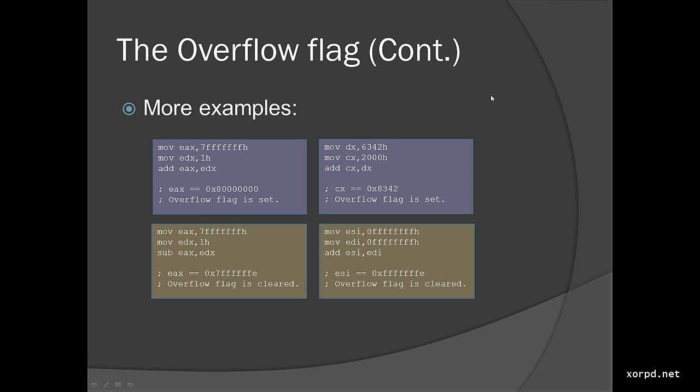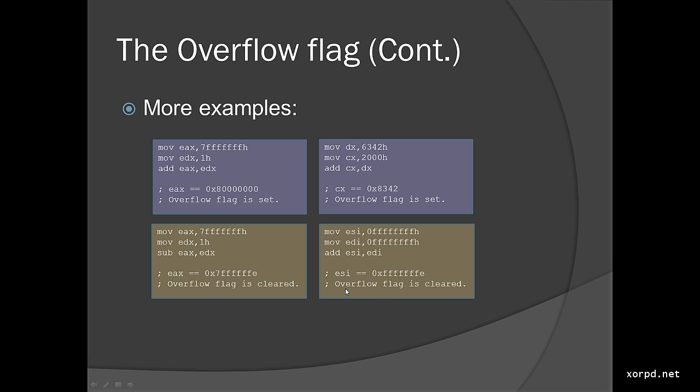Another example. We store the value of 8 F's inside ESI, and we store the same value inside EDI. I want to remind you what this value represents. This value is actually minus 1 in the 2's complement representation. Finally, we add those two numbers, and we get this number. I want to remind you that in the 2's complement representation, this result actually means minus 2, which is all reasonable. Minus 1 plus minus 1 is minus 2.